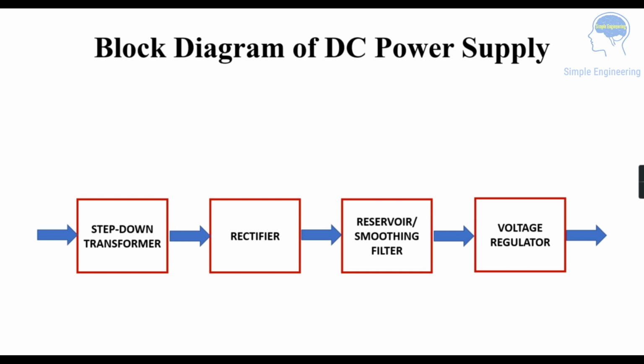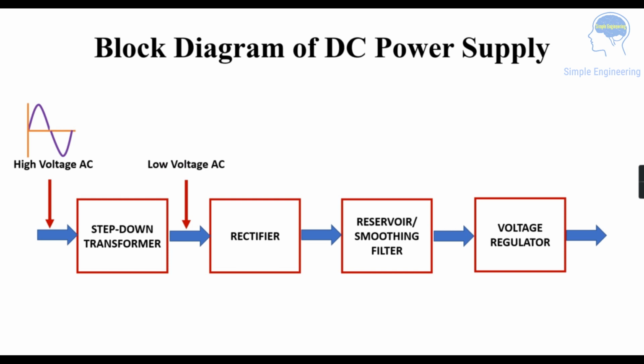So we can see the block diagram of a DC power supply. It consists of a step-down transformer followed by rectifier, reservoir or smoothing filter and a voltage regulator. The first block is the step-down transformer. In the step-down transformer, the input we are giving is high voltage AC. It will step down that high voltage AC into a low voltage AC as we are using a step-down transformer.